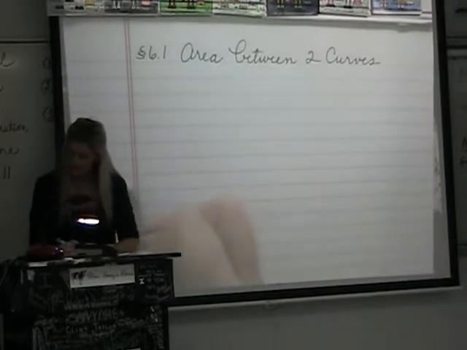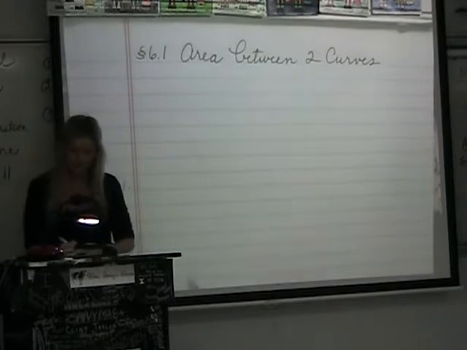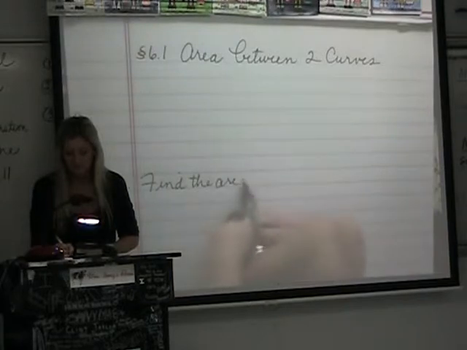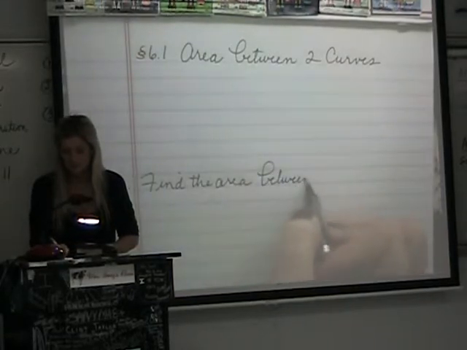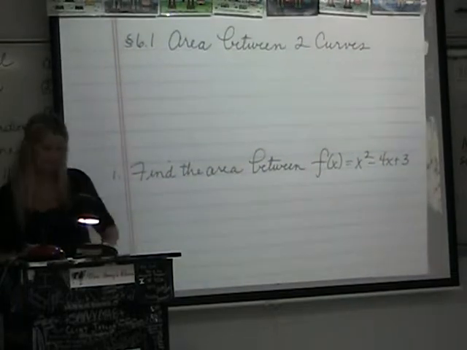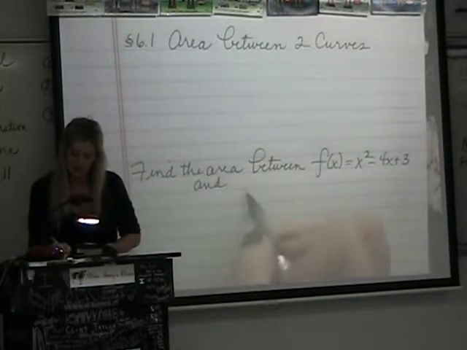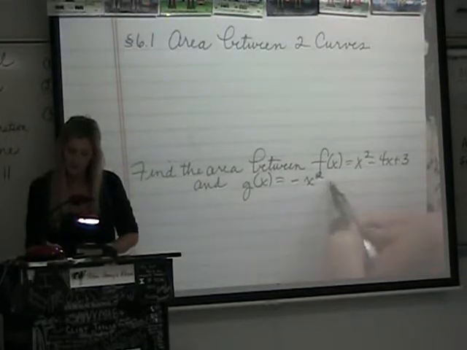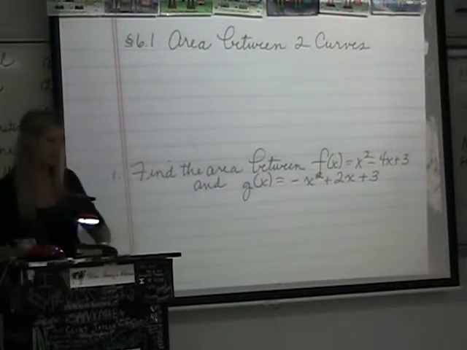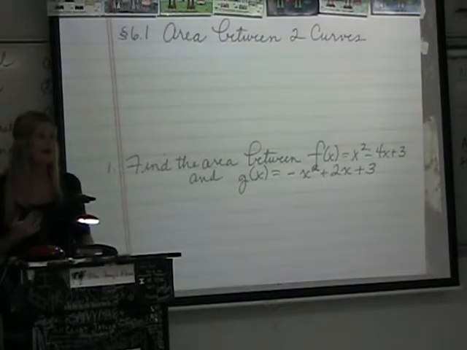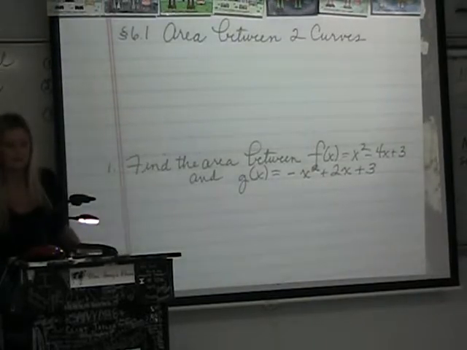But for the first example, I'm going to ask you to find the area between f of x equals x squared minus 4x plus 3 and the function g of x is negative x squared plus 2x plus 3. Find the area between those two curves. So we're going to start by graphing those two curves on our calculators.